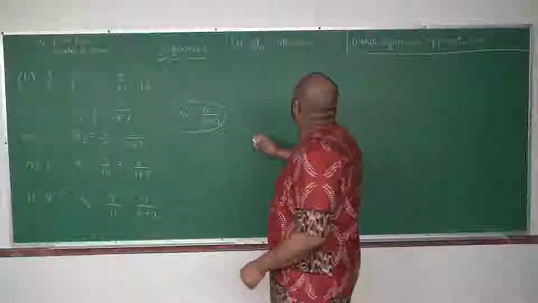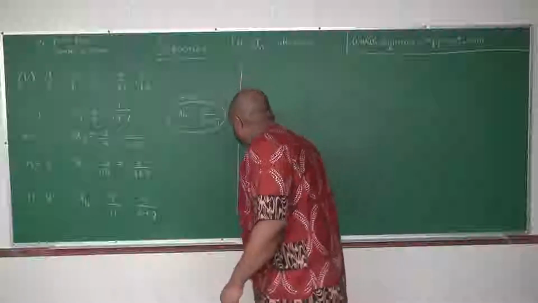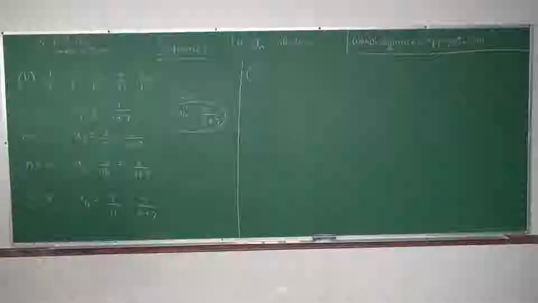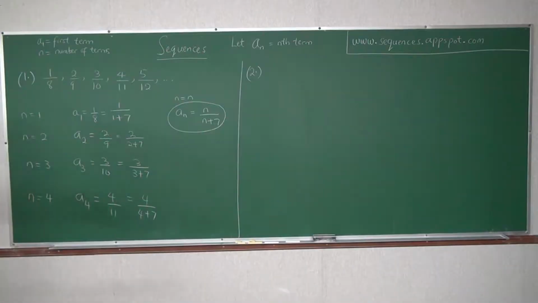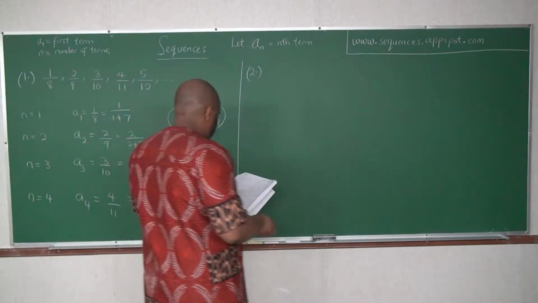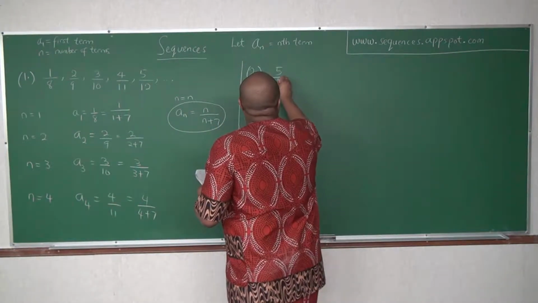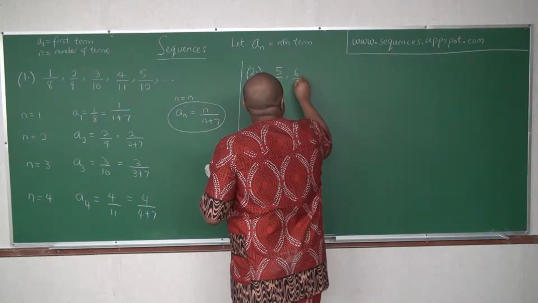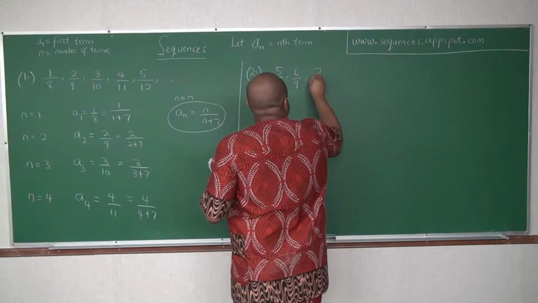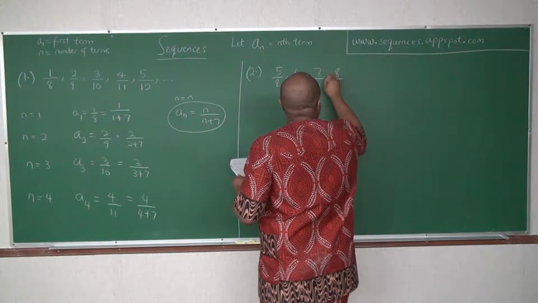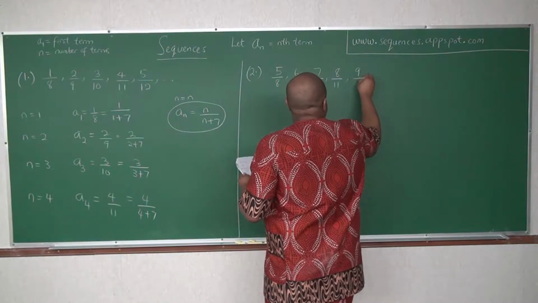Now let's do number 2. This is part 2. Number 2, we have 5 over 8, 6 over 9, 7 over 10, 8 over 11, 9 over 12.